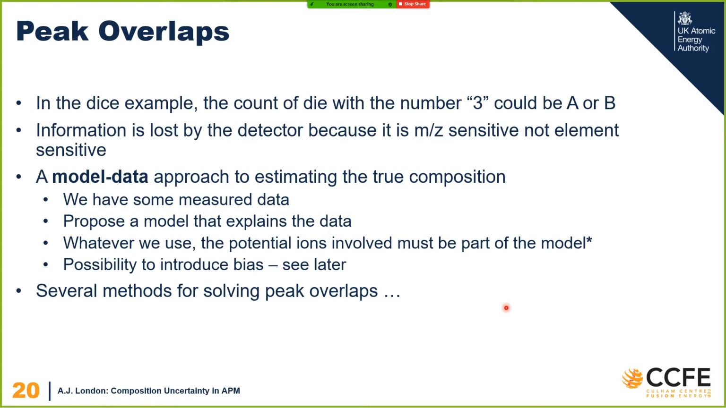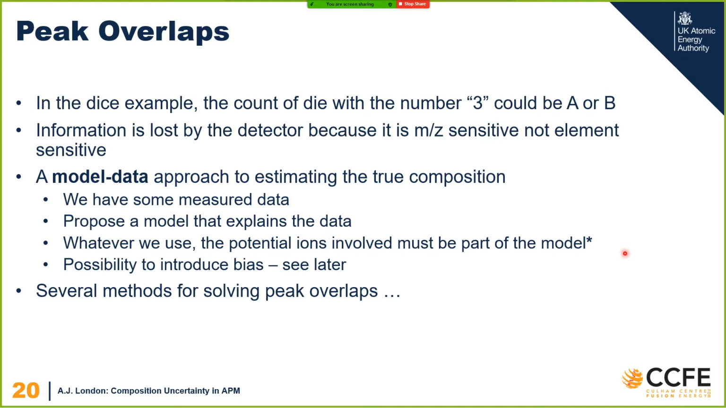We have some measured data. We propose a mathematical model that explains that. And then hopefully we don't introduce any bias. So whatever we do, we're going to have to make a guess at the potential ions involved, and they're going to need to be part of the model.